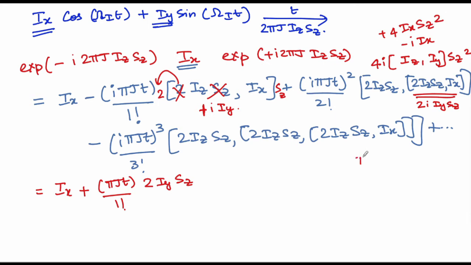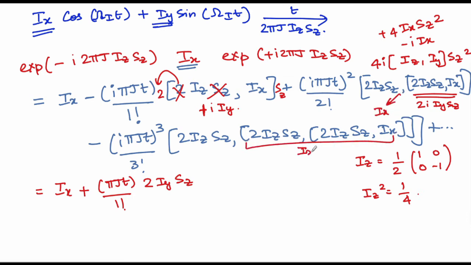If you are able to recollect the matrix representation of Iz with h bar set to 1, you have 1 0 0 minus 1. And if you might remember, Iz square was equal to 1 over 4 times identity. So therefore, Sz square and 4 would cancel each other, finally just giving you Ix, right? So therefore, this entire commutator goes to Ix. So I can write this as Ix.